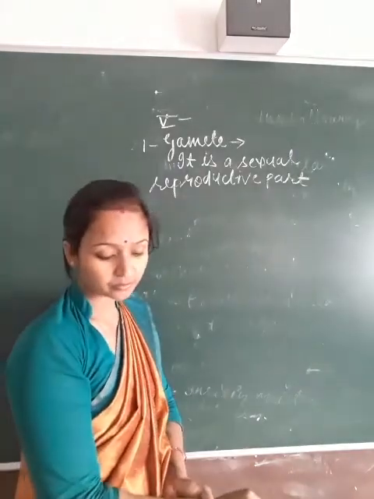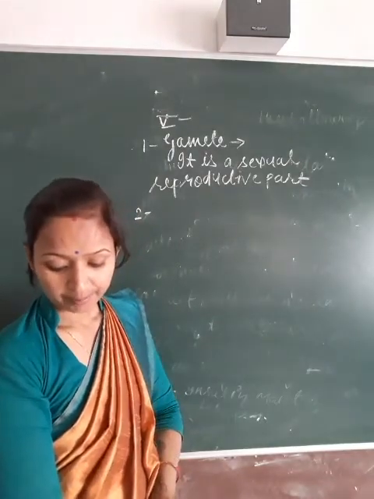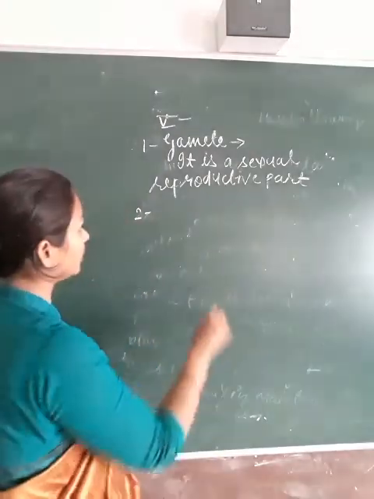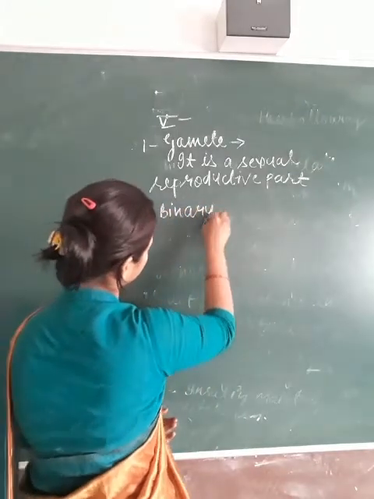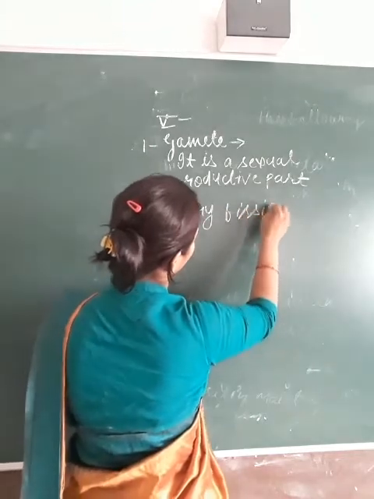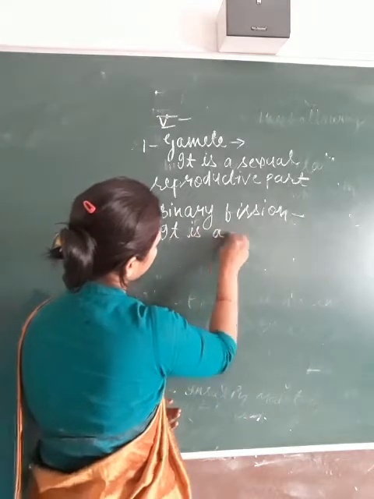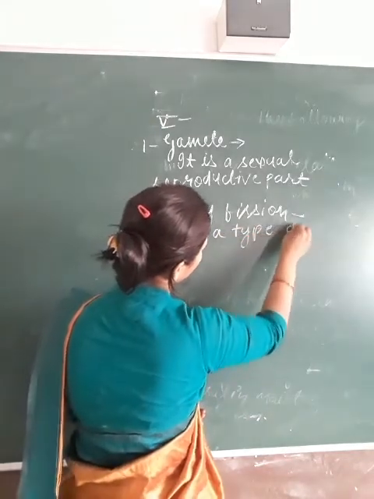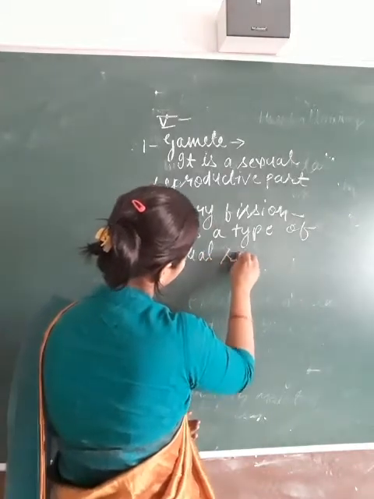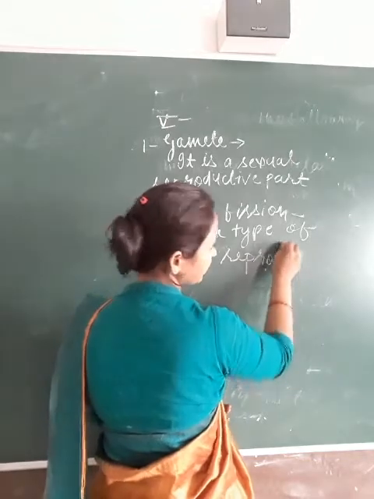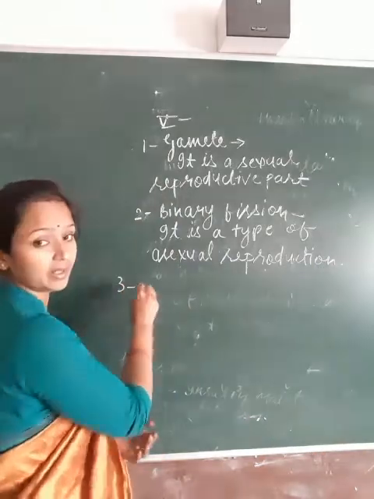Second one is cutting, grafting, layering, binary fusion. Binary fusion is the odd one. It is a type of asexual reproduction. Others are involved in vegetative reproduction.